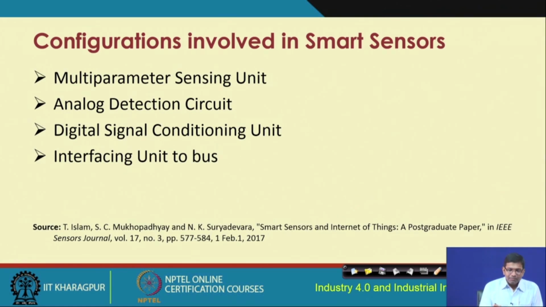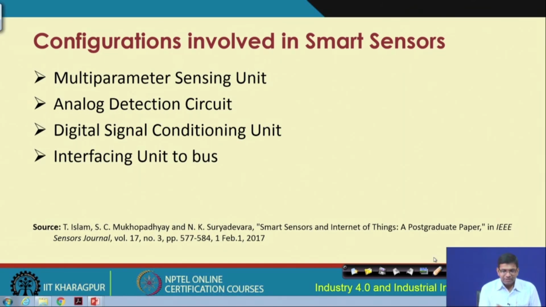So, what is multi-parameter sensing is what I just said, but what is this analog detection circuit? Most of these sensors are basically analog sensors, but in order to connect them to the internet etc., and to perform multiple intelligent stuff, you need to convert this analog signal into digital data, right. So, this analog detection circuit is required.